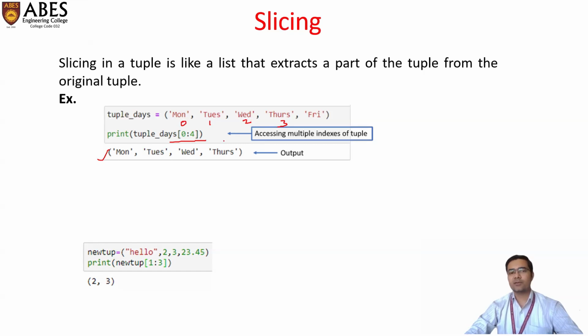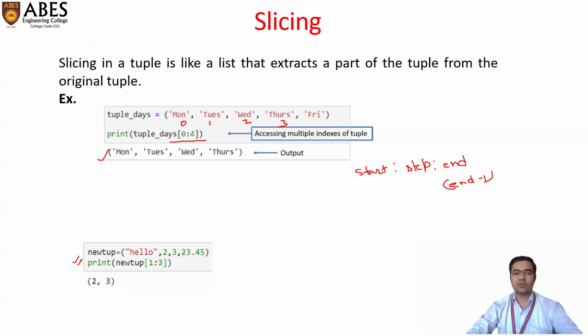So in general, when we use slicing, this is the start value, then your step value, then your end value, and simply the loop will run till end minus 1 value. That is the 4 minus 1, that is the 3.